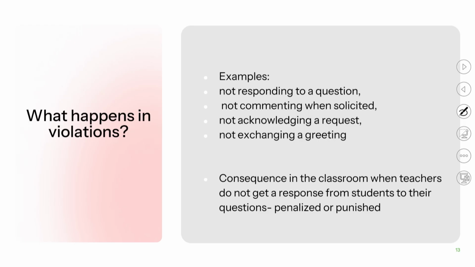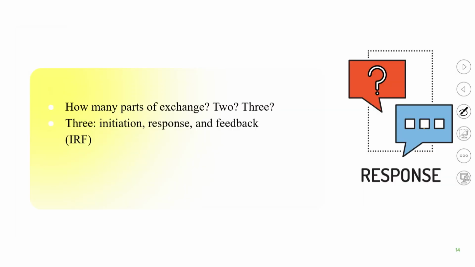For example, not responding to a question, not commenting when solicited, not acknowledging a request, not exchanging a greeting, and so on. The consequences can be many depending on the context. That is where our social context comes into being. If it is a formal context, then violations might lead to something more serious as opposed to an informal kind of conversation. So, depending on the scenario, you will be either punished or you will not be punished.